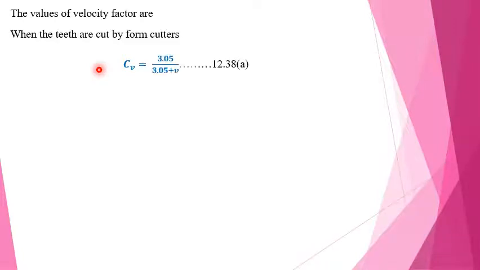The equations for the velocity factor for the bevel gear are given by, so whenever the teeth are cut by using form cutters, the equation is Cv is equal to 3.05 over 3.05 plus V, equation number 12.38a. And when the teeth are generated, then we have the equation for Cv given by Cv is equal to 6.1 over 6.1 plus V, equation number 12.38b.